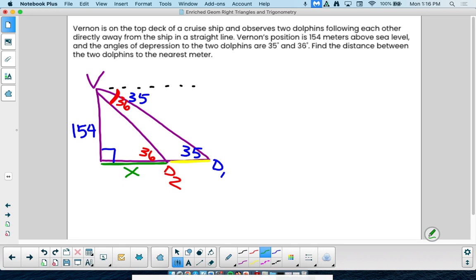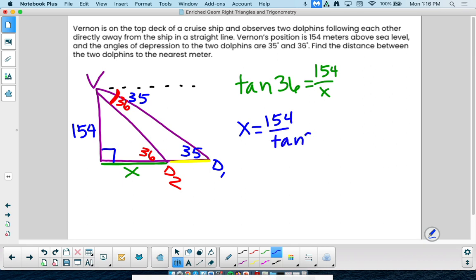Okay, so what's 154 with respect to 36? Opposite, and x would be adjacent. So we'll use tangent. You guys are all good. I didn't need to walk through it like that. So tangent of 36 equals 154 over x. How are you rounding, to the nearest whole number? We might well, because this is rounded to the nearest meter, right? So we're going to have x equals 154 divided by tangent 36. You guys let me know what you get.